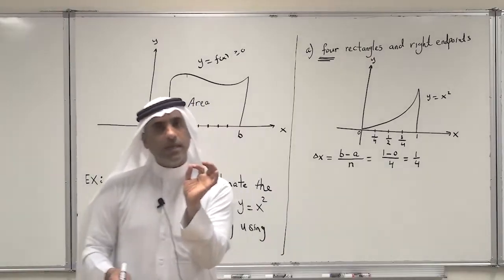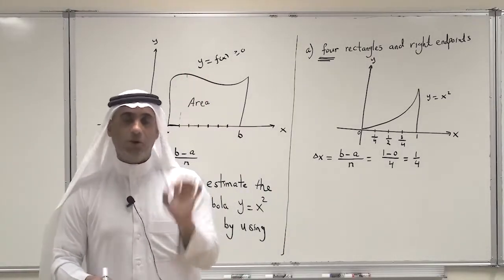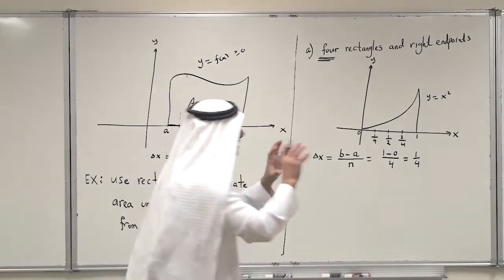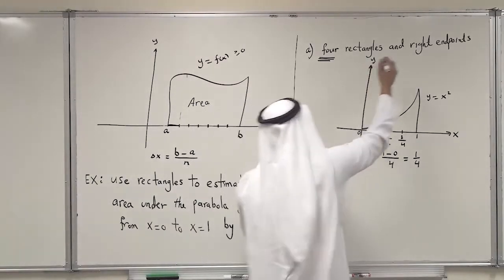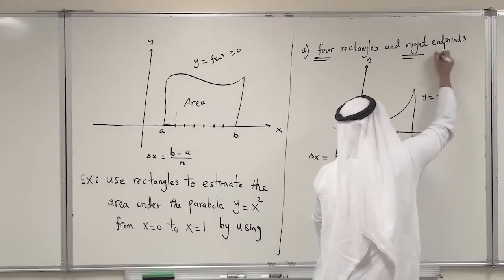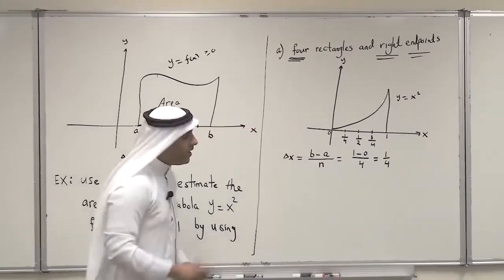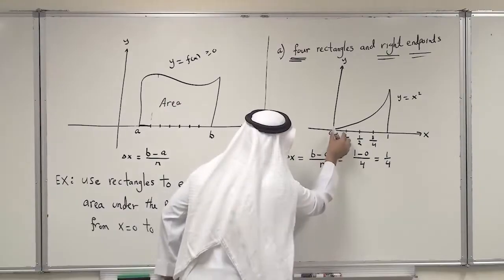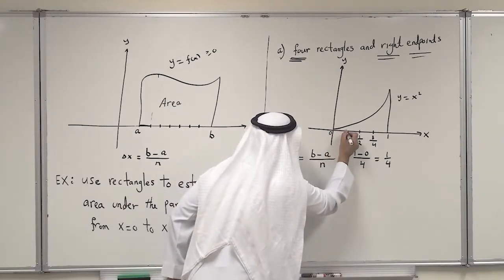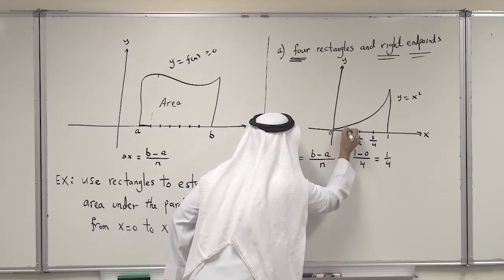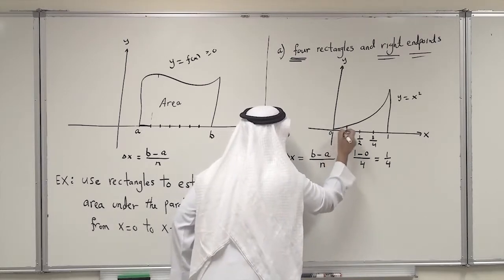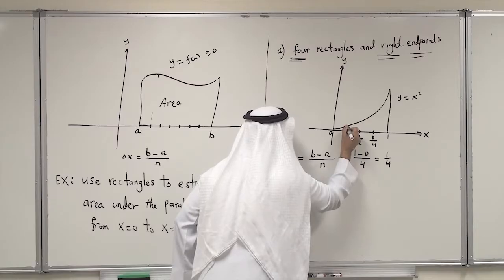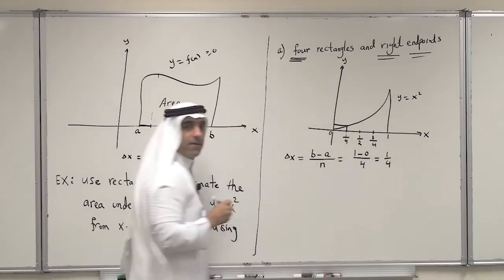Now it comes to the height, the altitude. How to choose the altitude? It depends on the type of estimation you are doing. If he said you need to use the right endpoints, what does it mean here? It means if you come to the first sub-interval, you draw the height at the right end. This gives me the first rectangle, because this is one dimension and this is the second dimension. So this is the approximating rectangle for the first sub-interval.